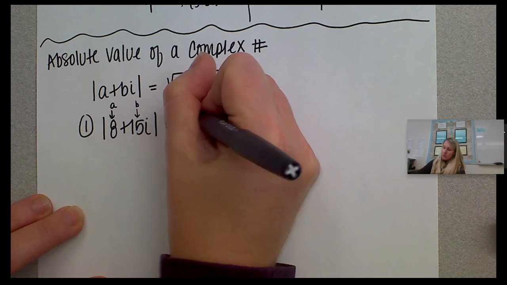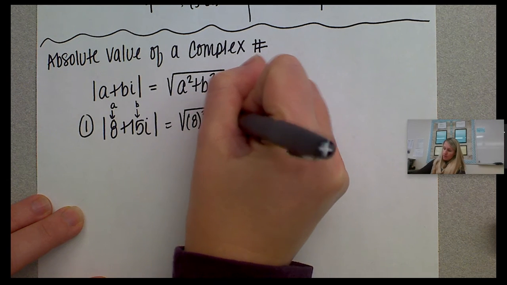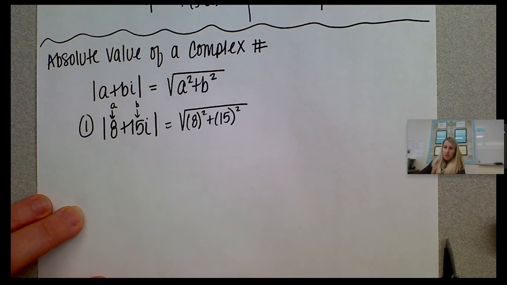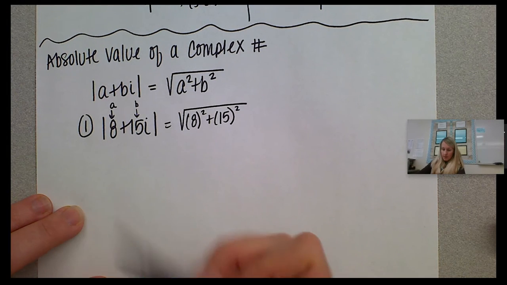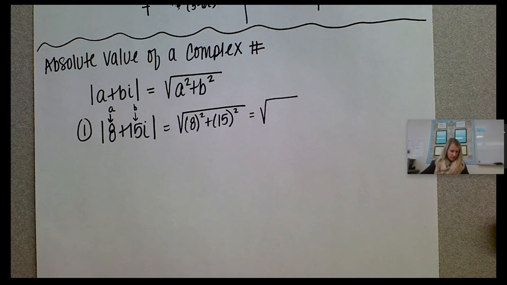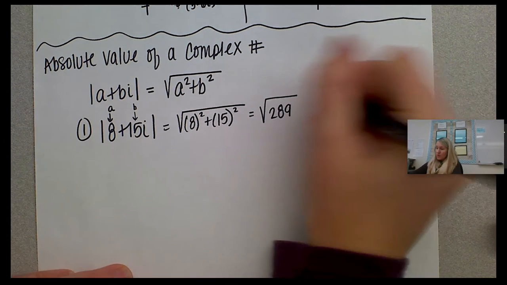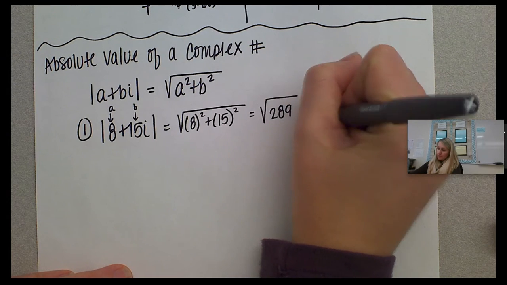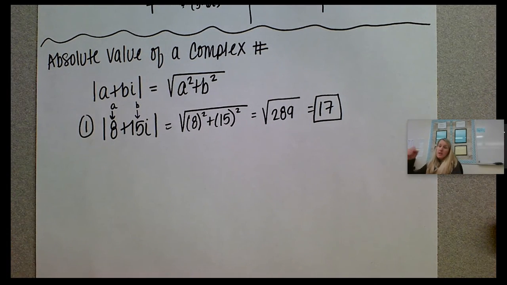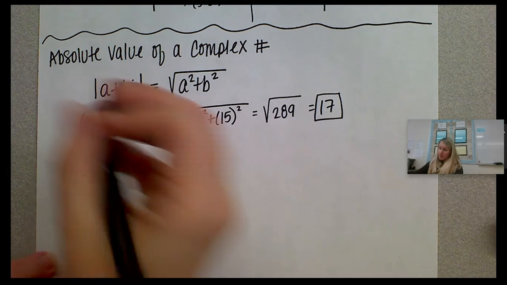So we're going to plug it in. We would have the square root of 8 squared plus 15 squared. Once again, there's no i's in this formula. You're taking whatever's in front of i. That's b. From there, you're just going to plug in and use your calculator. I think that's 289, excuse me, I was off. Square root of 289, and the square root of 289 comes out to be 17. So if you were to sketch that point and then find its distance from 0, it would be 17 units from the origin.